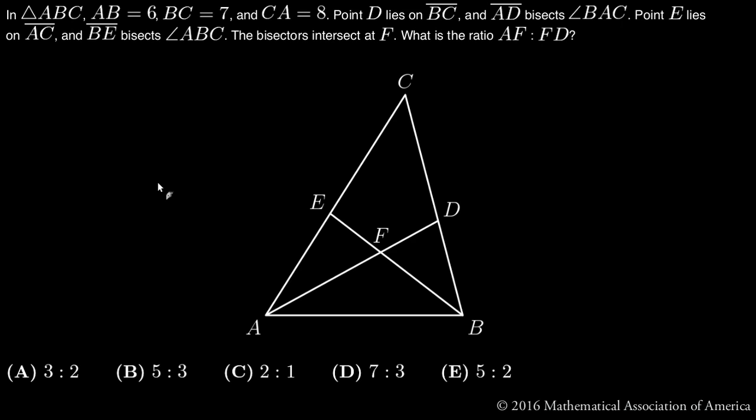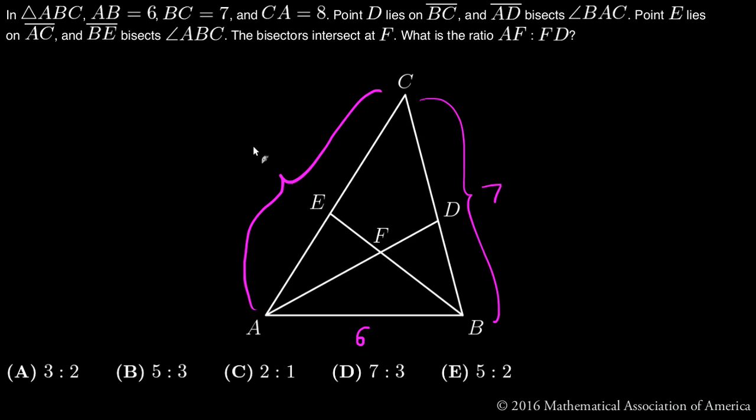2016 AMC12A Question 12. In triangle ABC, AB is 6, BC is 7, and CA is 8. D lies on BC, and AD bisects angle BAC, so these are congruent.